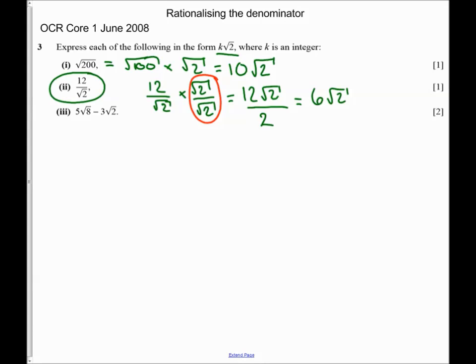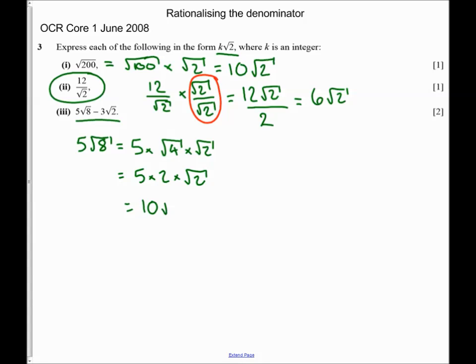And then the last one isn't a rationalizing the denominator one. We're just going to simplify both of them into lots of root 2. So I can say that 5 root 8 is equal to 5 times, well, root 8 is root 4 multiplied by root 2, and I can simplify this down to 5 times 2 times root 2, or just 10 root 2. So the question's really saying 10 root 2, take away 3 root 2. Well, 10 lots of something, take away 3 lots of something, just leaves me with 7 lots of it.